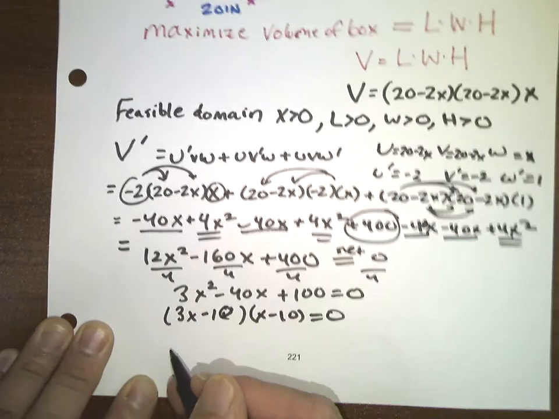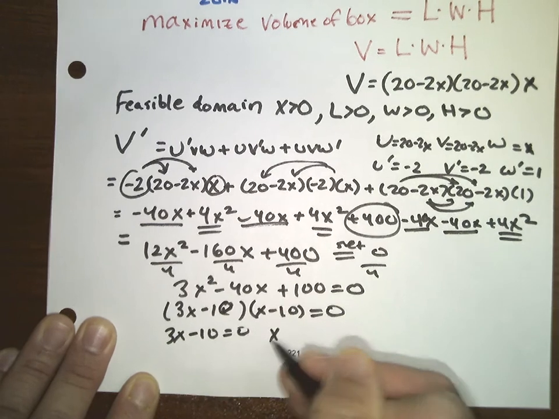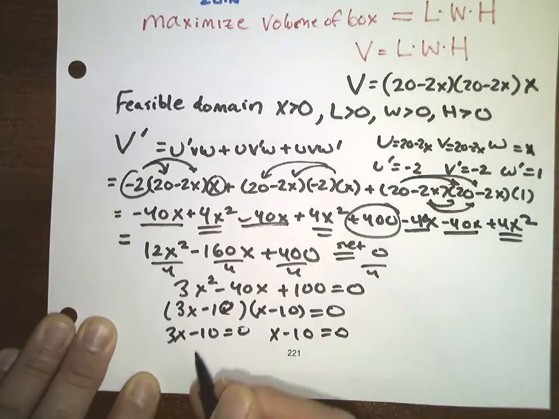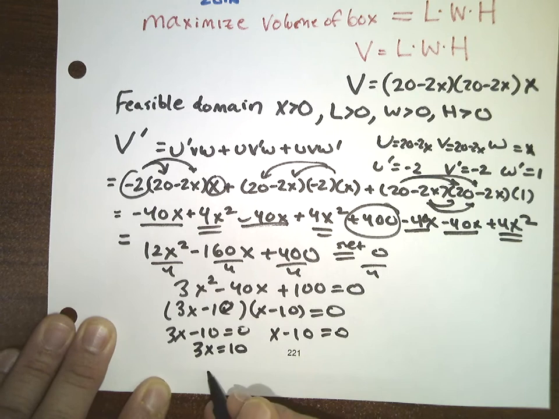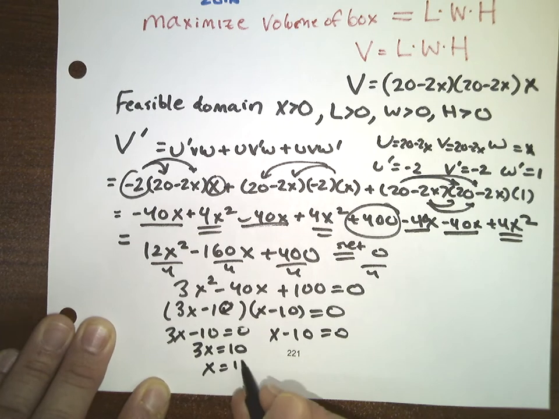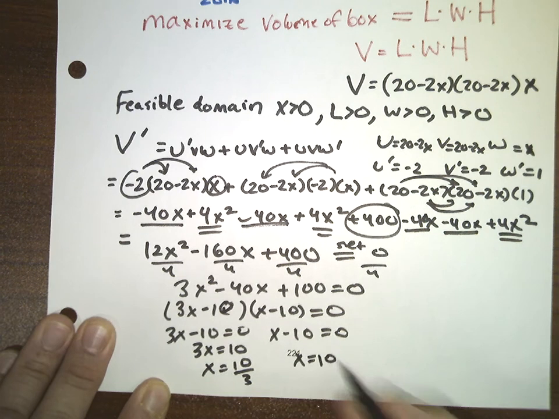So then I set each factor equal to 0. So 3x minus 10 is 0, or x minus 10 is 0. So then if I add the 10, I get 3x is equal to 10, and then divide by 3, so x is 10 over 3. And then I want to add the 10 to get x is 10.